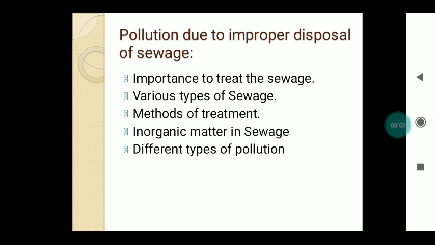Different types of pollution occur due to the improper disposal of the sewage. The first ones are air pollution and land pollution. Water pollution is the major one caused by improper disposal of the sewage into the natural stream. If untreated sewage is discharged into the natural stream, then the water quality goes on decreasing and the water becomes non-potable. This water becomes polluted, and aquatic life cannot survive in it.